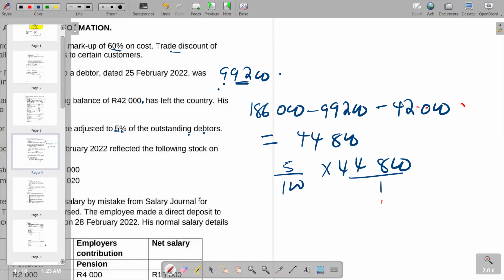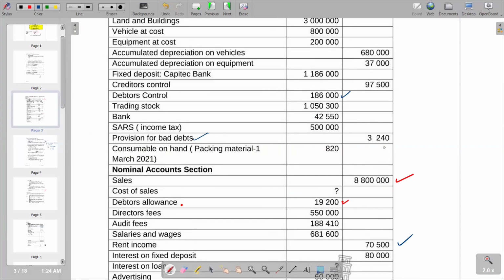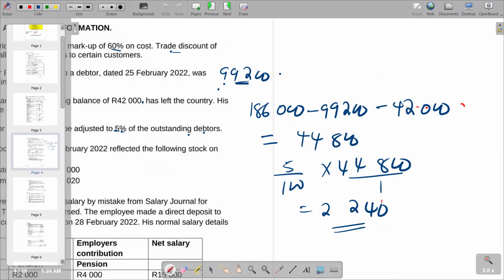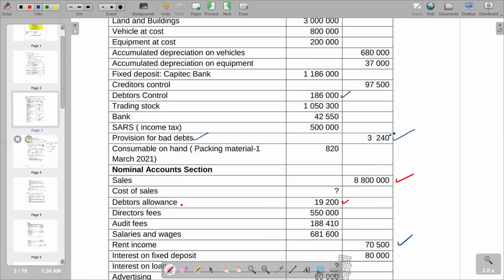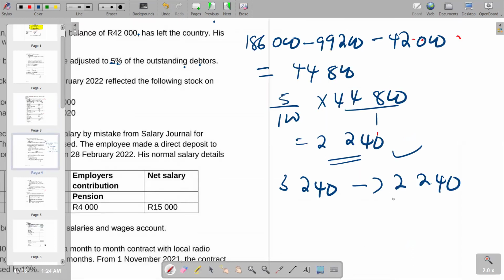You're going to get your answer is 2,240. So this becomes your answer as well at the level of provision for bad debts for the previous period, which we are supposed to get, and for bad debts that we have here, which is 3,240. So if you come here, you see bad debts has moved from 3,200 to 3,240, which is for bad debts.